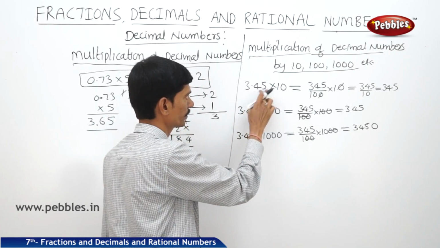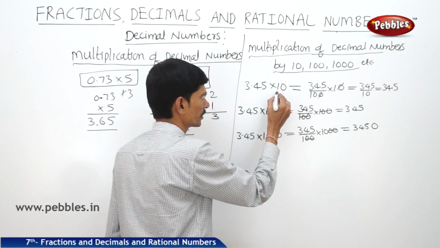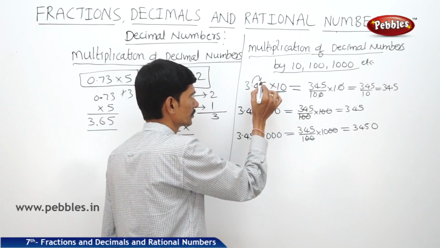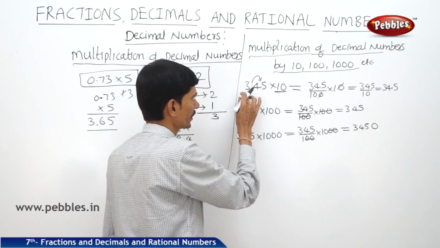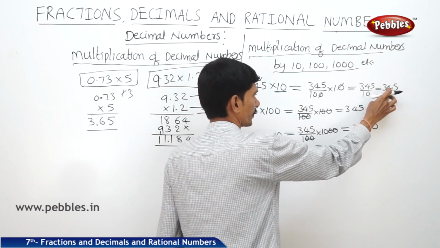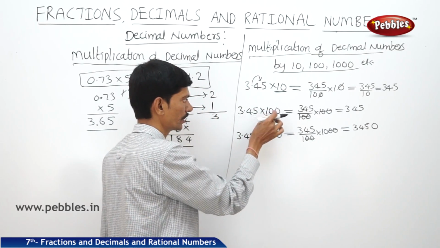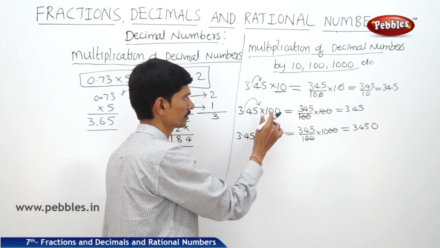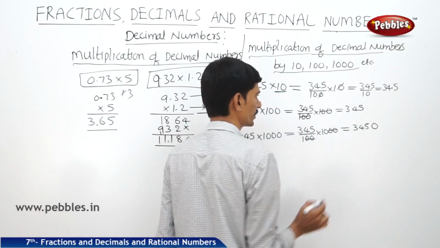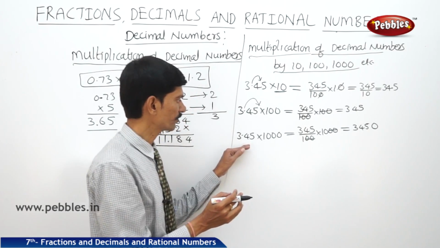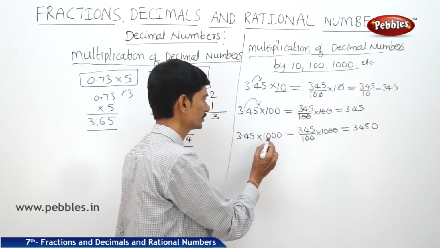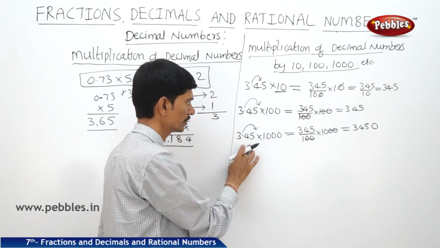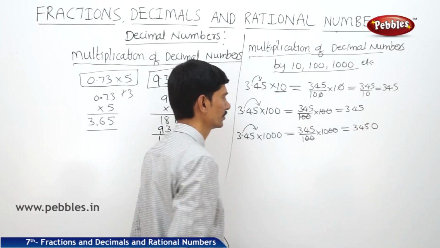Now let us see the product of 3.45 by 10, 100 and 1000. When you multiply 3.45 by 10, in the given number 10 there is only one zero, so the decimal point is shifted right by one digit. Then 3.45 multiplied by 10 gives 34.5. Now when 3.45 is multiplied by 100, as there are two zeros in the given number 100, the decimal point is shifted two digits to the right, so we get 345.0, means 345. When 3.45 is multiplied by 1000, the decimal point is shifted three digits to the right, as there are three zeros in the given number 1000, so the product becomes 3450.0.